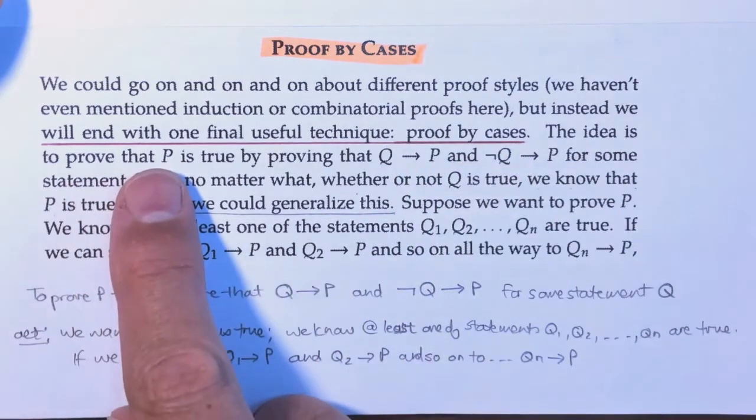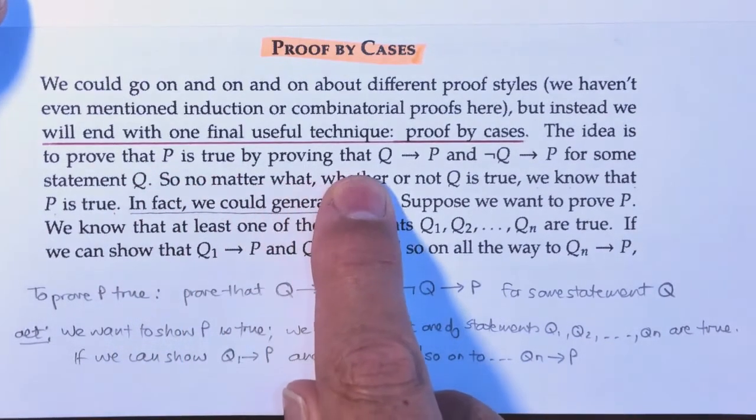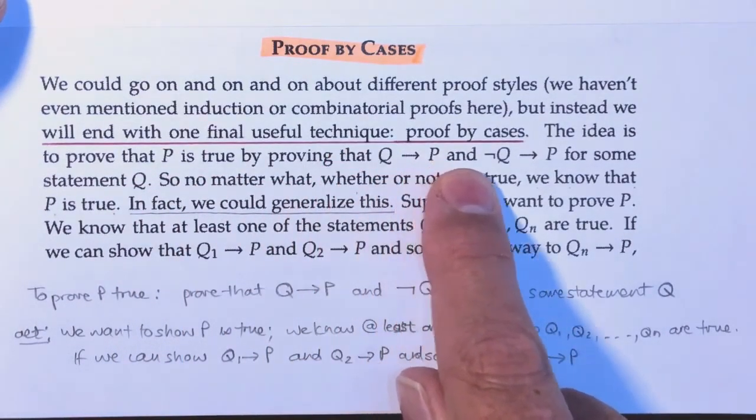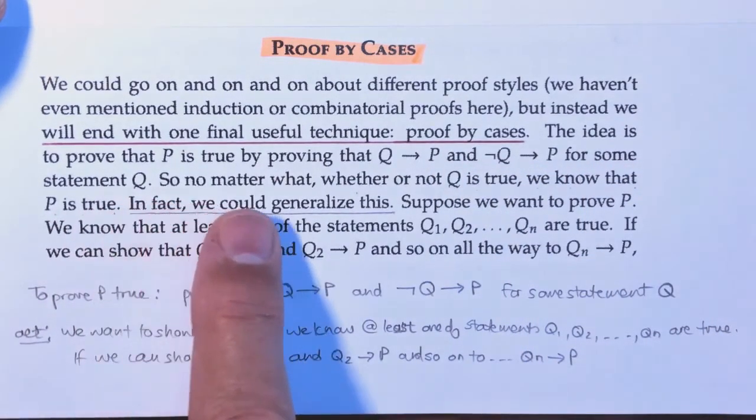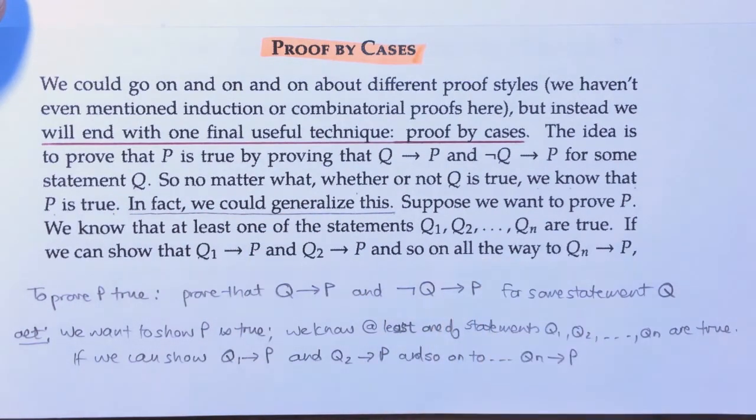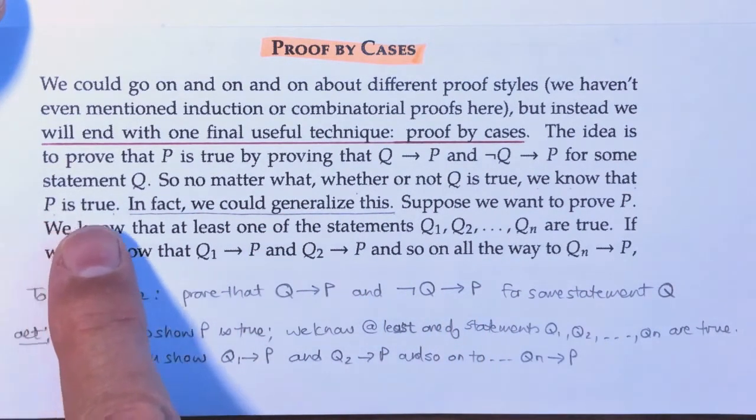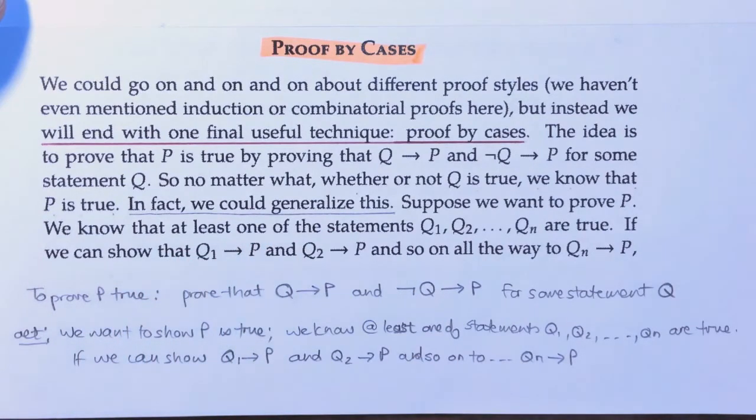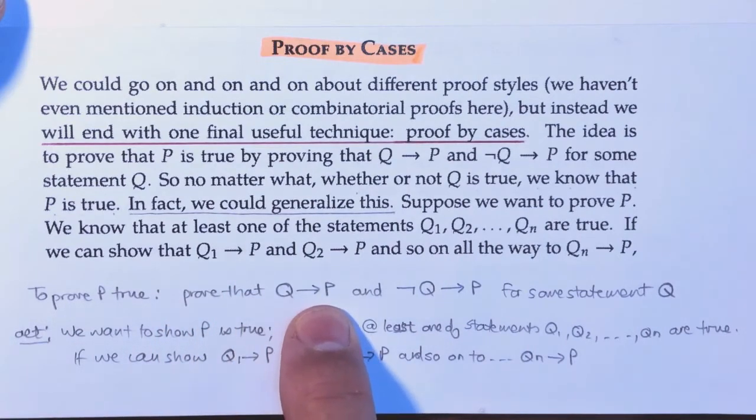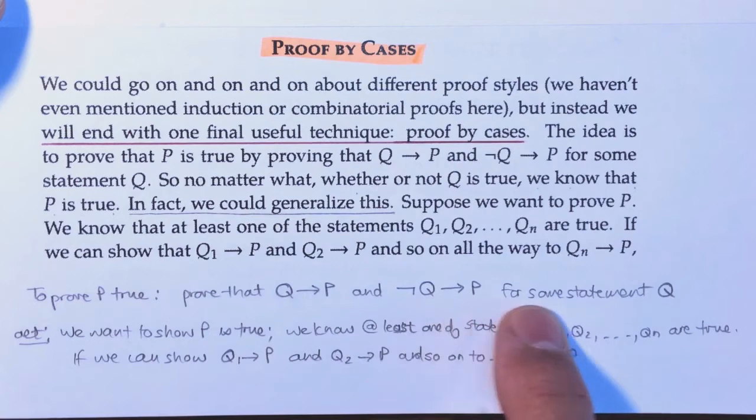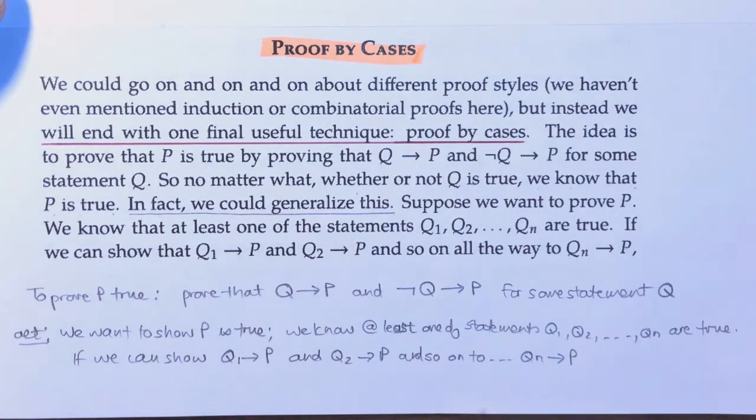The idea is to prove that P is true by proving that if Q, then P, and if not Q, then P, for some statement Q. So no matter what, whether or not Q is true, we know that P is true. In fact, we could recognize this. He goes on to say to prove it for every single case. So just to summarize, to prove that P is true, we prove that if Q, then P, and also if not Q, then P, for some statement Q. Let's see how this works by example.